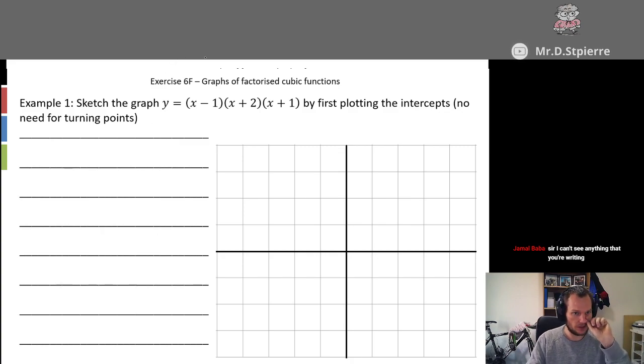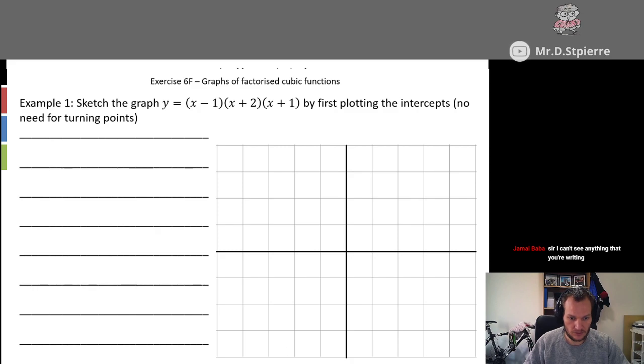Sketch the graph of y equals (x minus 1)(x plus 2)(x plus 1) by first plotting the intercepts. It says no need for turning points because they actually find where the turning points are. Unlike quadratics, the turning points in cubics are not halfway between intercepts. They can be skewed. If we go back, you'll see this one. It's hard to see, but that turning point is not halfway between 0 and 1.